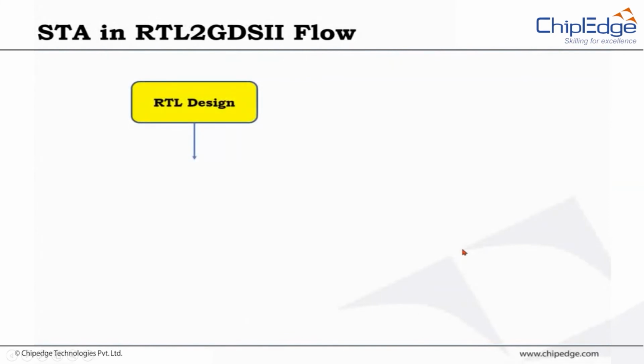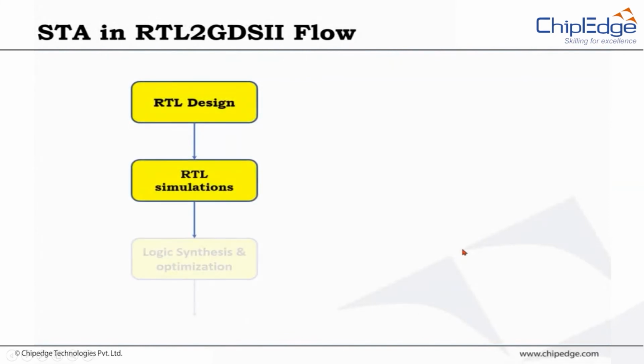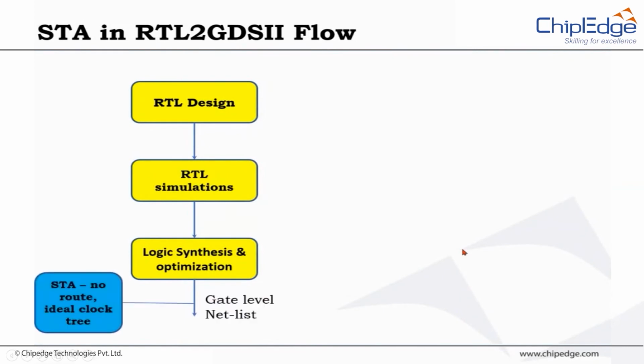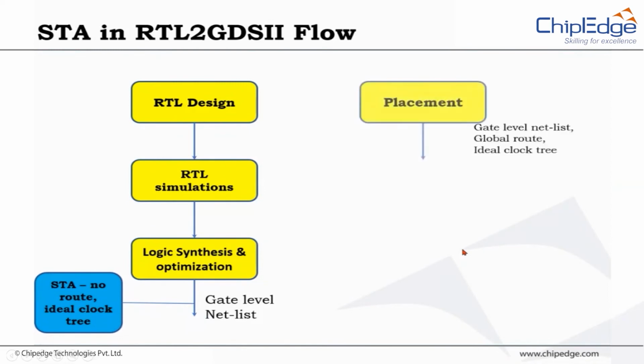Now, how does STA fit in your overall flow? Right, we know RTL design, simulations, logic synthesis we have done, and after we synthesize, we do one round of STA. And this STA we know doesn't have any kind of good data with respect to the routes. So clock tree is ideal there. We have not done any kind of a clock tree balancing there.